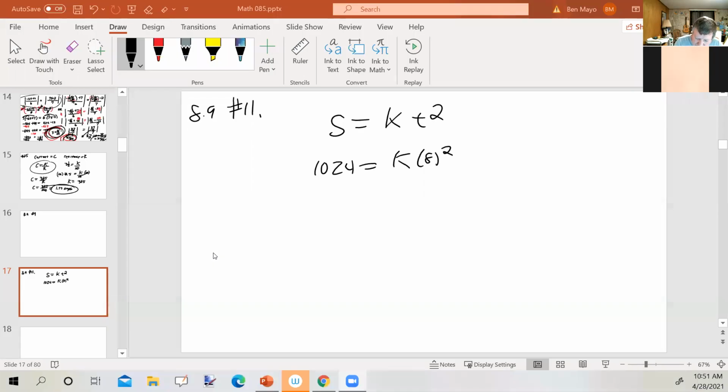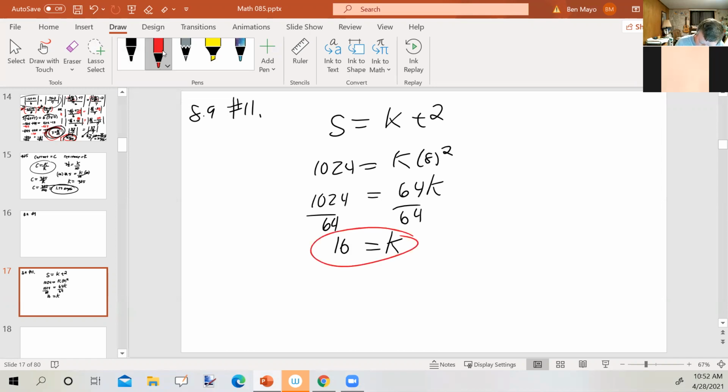So s equals kt squared, 1,024 equals k times 8 squared, which means 64k, 8 squared is 64. Divide both sides by 64, and we get 1,024 divided by 64 is 16. Okay, so now we know that k is 16, so that's going to go up here, and we're going to have s equals 16t squared. All right. Now we're going to go back and see the rest of the information.